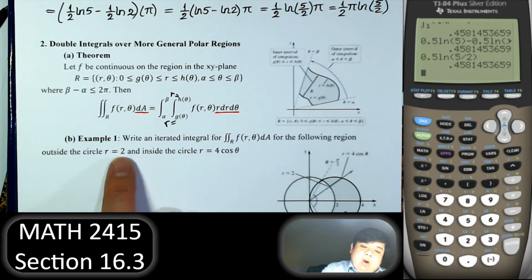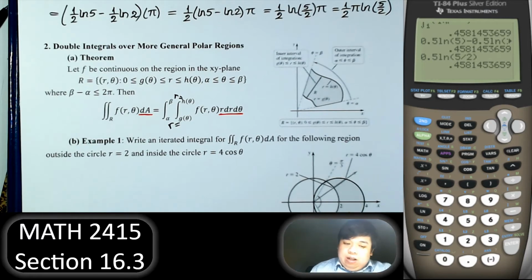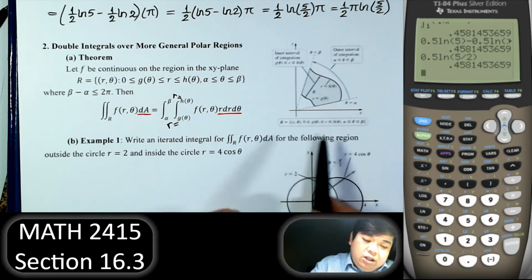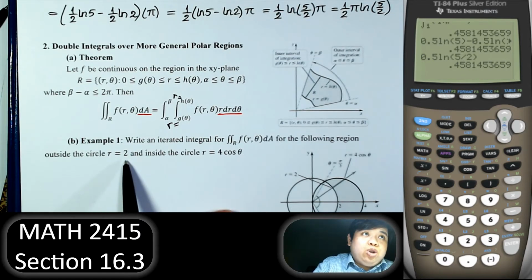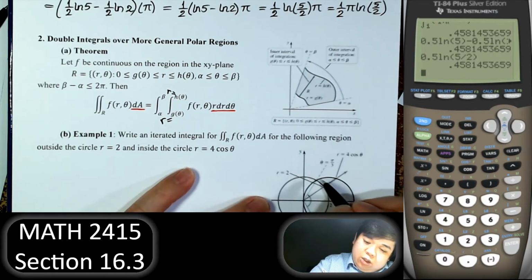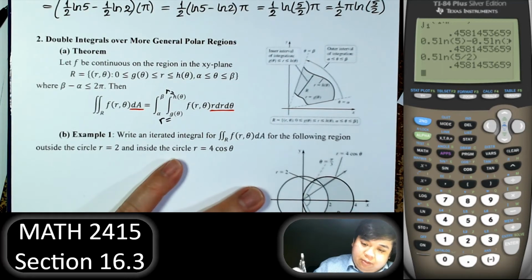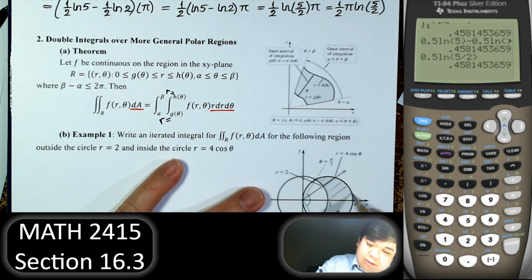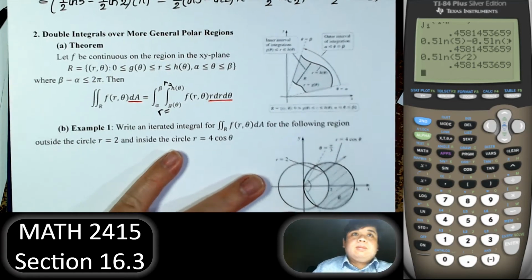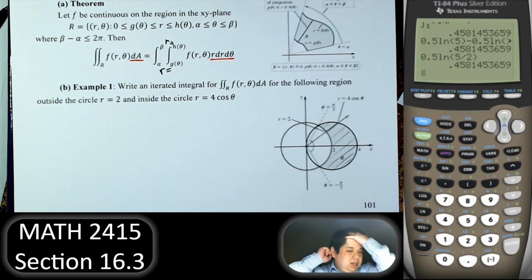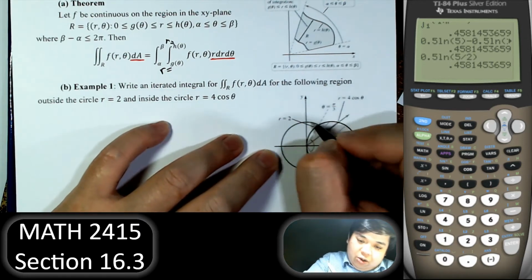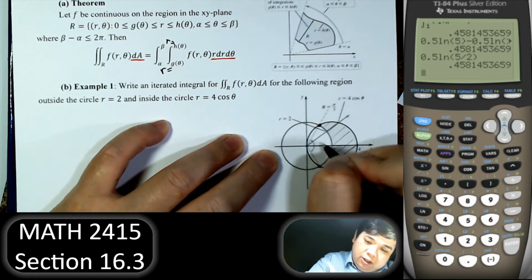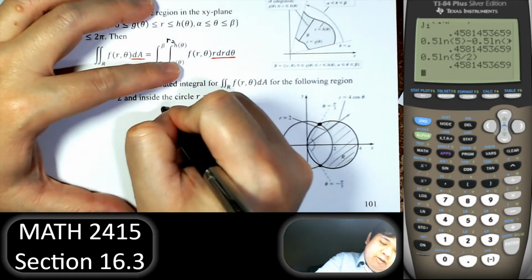Right. Let's try to write this for the region outside of the circle r equal to 2 and inside of this circle. So we're talking about this. Of course, that. First of all, we have to find where the intersection is. Where are those points? So first find the intersection.